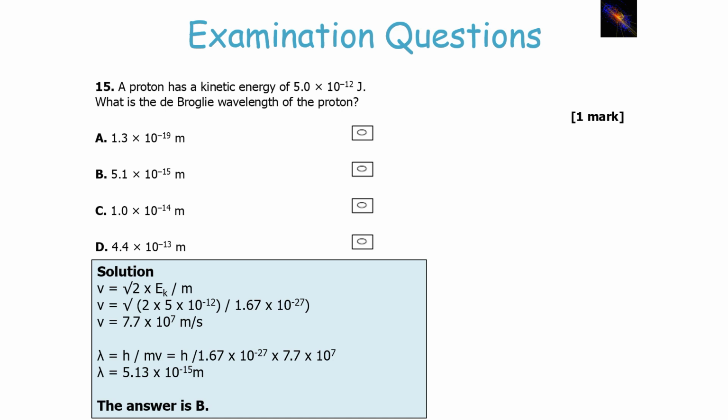Now we know the de Broglie wavelength is lambda equals h over mv. Now we know the mass of the proton from the back of the book. We've just worked out v, and Planck's constant is another constant you can get from the back of the book. So you work it out to be 5.13 times 10 to the minus 15 meters.